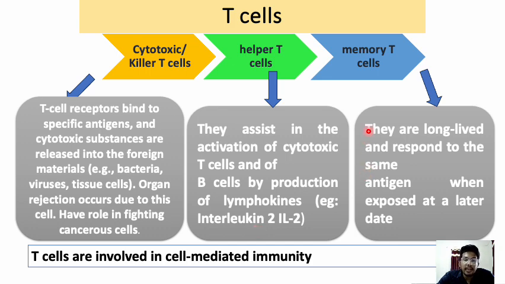Next is the memory T cell. Memory T cells are very long lived. They can live for years, and they will respond to the same antigen when exposed at a later date. For example, today if a pathogenic organism enters your blood vessel, the cytotoxic T cells and helper T cells will act at that time, but memory T cells will remember it. They will remain dormant until, maybe after a year, you get another attack by a pathogenic organism. At that time, the memory T cells will remember the first attack, and they will respond to the same antigen after a long period of time.